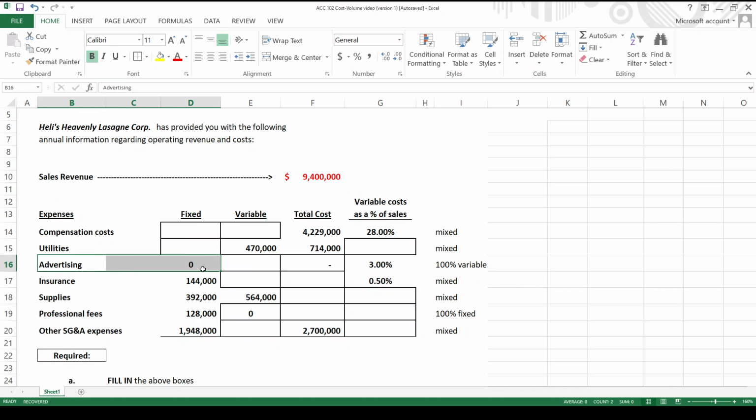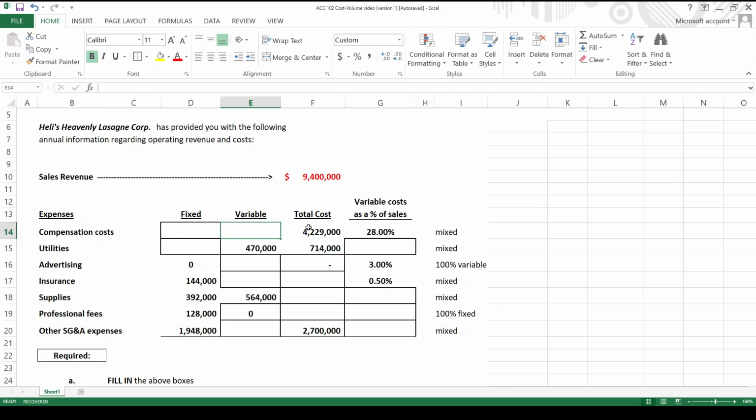Advertising. There's zero fixed. That means that if the business is not open, if there's no revenue, there's not going to be any advertising either. That's 100% variable. The rest of them are mixed costs, a portion fixed and a portion variable. And what do we know? We know that when you add the two together, you got to get the total cost. Okay, so let's start filling in some of these boxes.